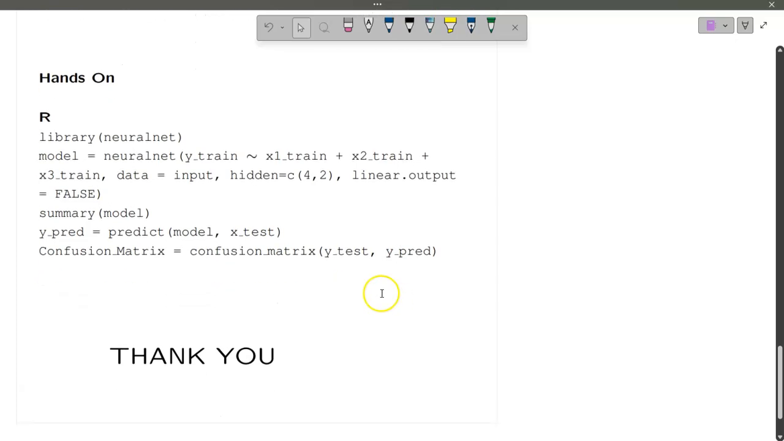In R, we use the library neuralnet. Model equal to neuralnet, ytrain tilde x1train plus x2train plus x3train, data equal to input, hidden equal to c(4,2), 4 hidden layers with 2 nodes each. That is the configuration we are fixing. But it could run to 100, even millions. Linear output equal to false. Summary of model, ypred equal to predict model xtest, confusion matrix ytest ypred.